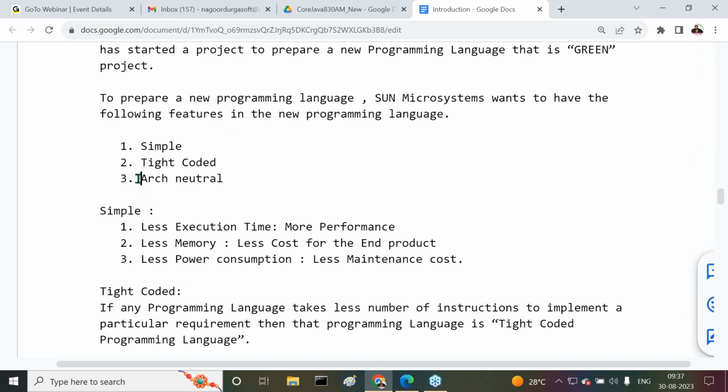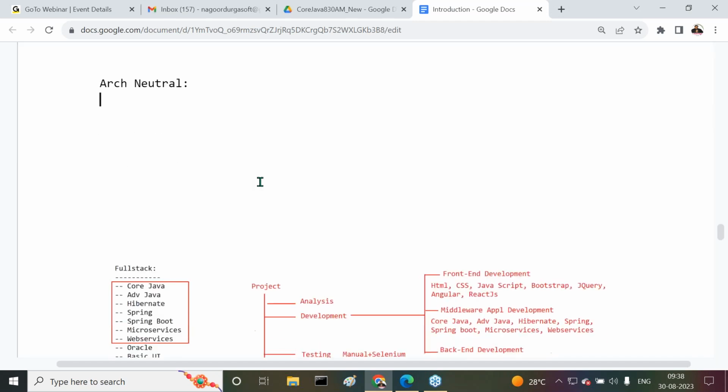The next point is architectural neutral. Architectural neutral programming language. Understand this clearly. I'm asking one question to all of you. Please recognize my question.